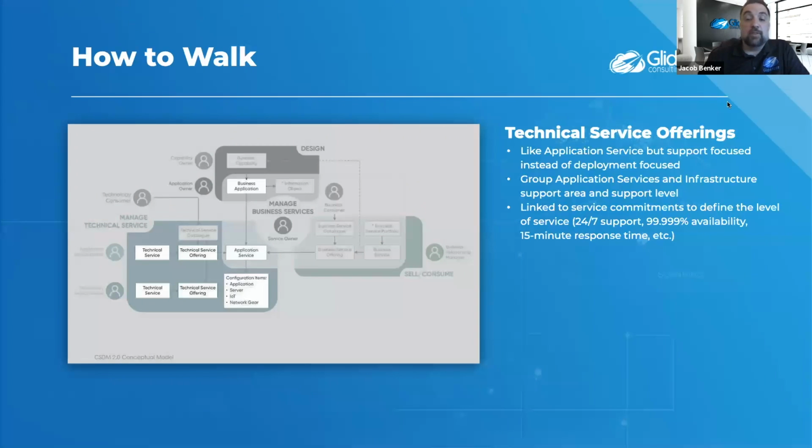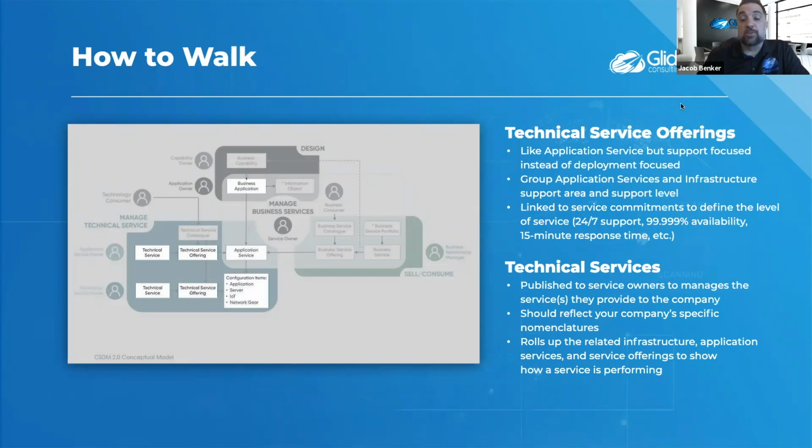So here you need to be thinking about those commitments. Do you offer 24/7 support? Is it 5 nines availability? Is it 15-minute response times or 30-minute response times? How are you going to respond to your application services and CIs when you have issues or when you have tickets logged against them? And then from there, you define your technical services.